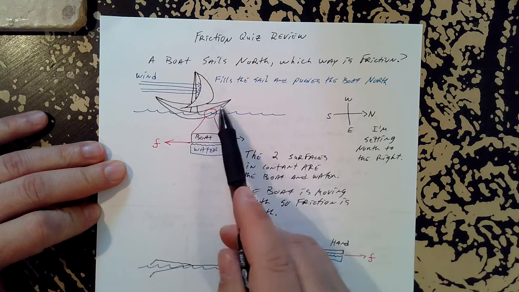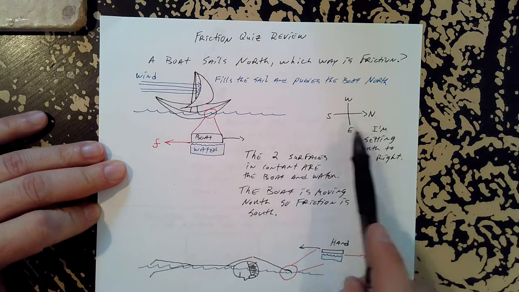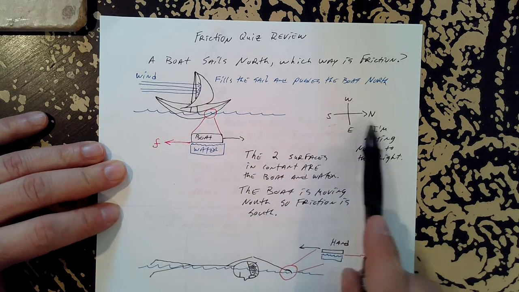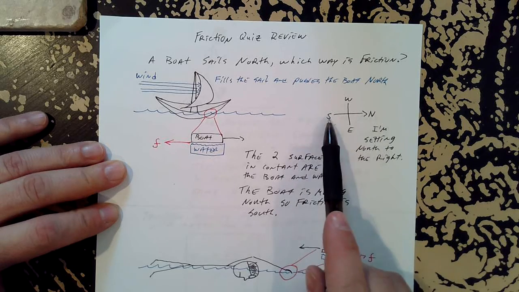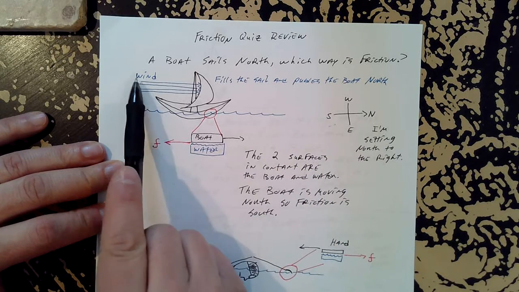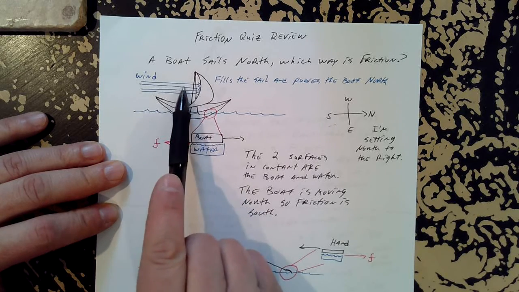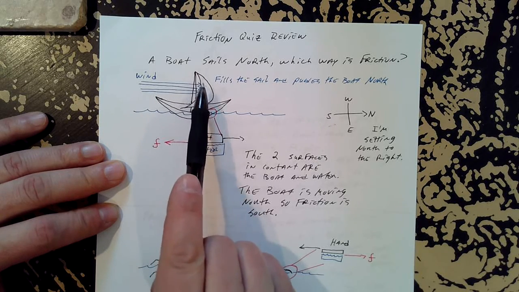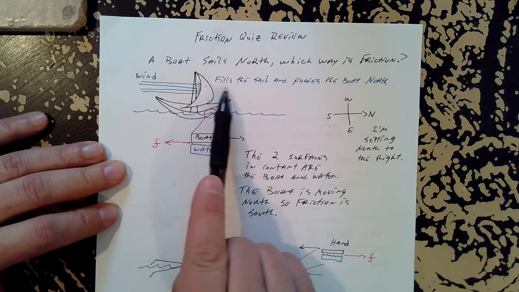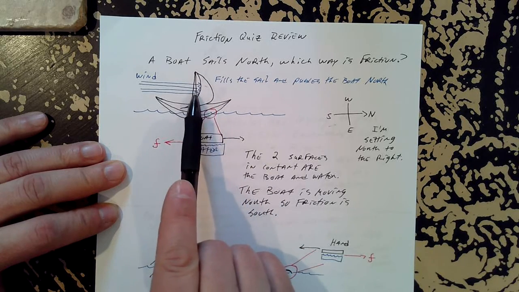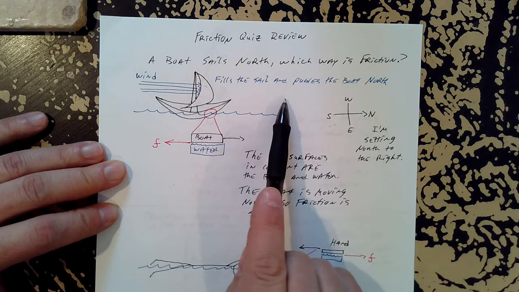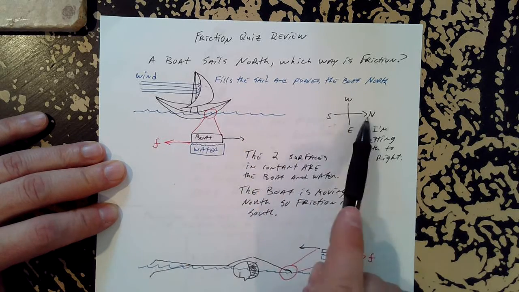So if we have the sailboat here, here's the sail, and the convention that I'm using is north is to the right, south is to the left. The wind is blowing this way and it's filling up the sail. When the wind is pushing on the sail this way, the sail wants to go to the right, which means it's pulling the boat to the right, which in this case is north.